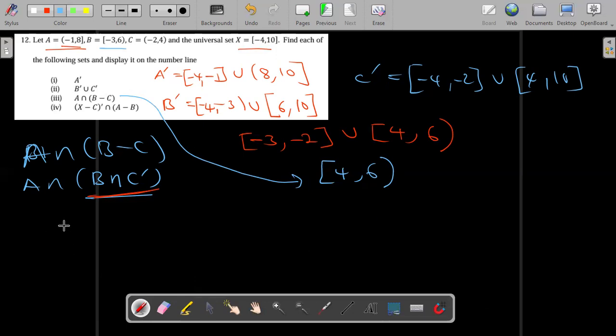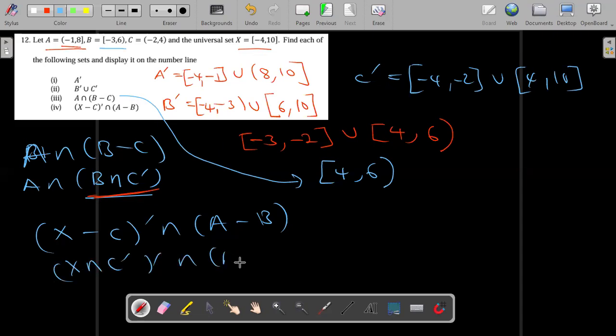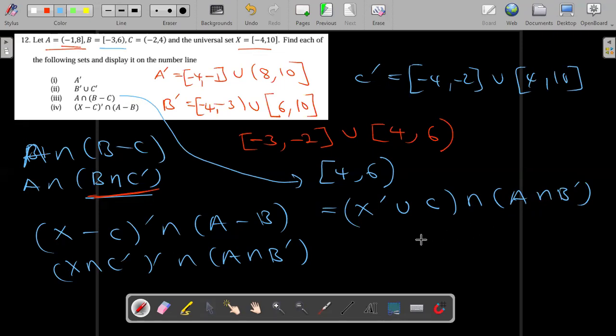The last one says X minus C complement intersect A minus B. So I can write this as X intersect C complement intersect A intersect B complement, and this here just gives me X complement union C. Then on the other one, we'll have A intersect B complement. Okay, so now how do I work these two out?